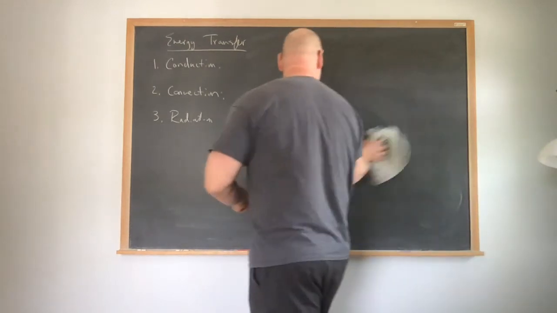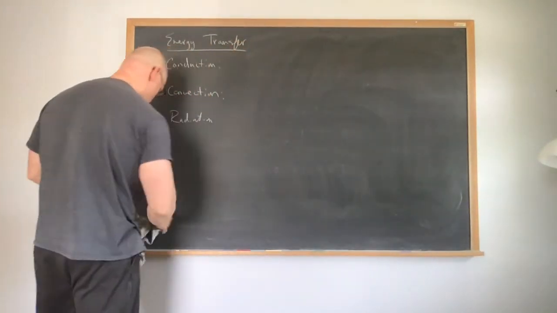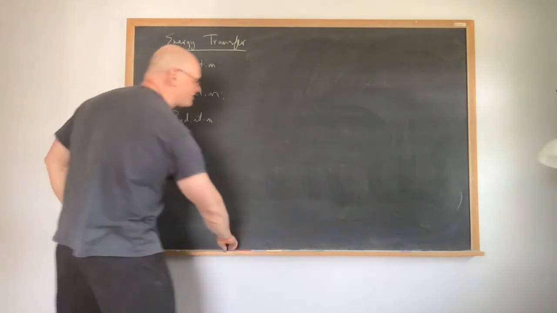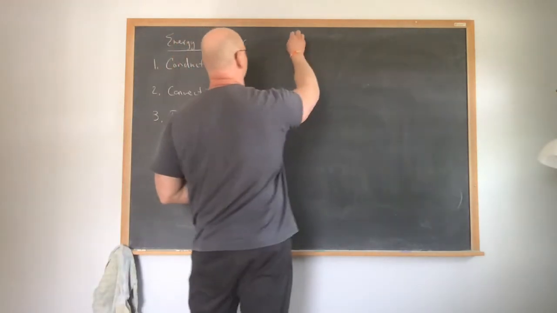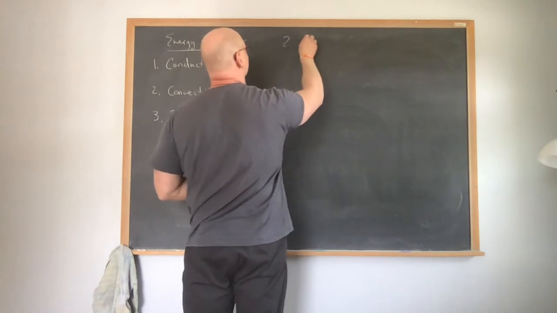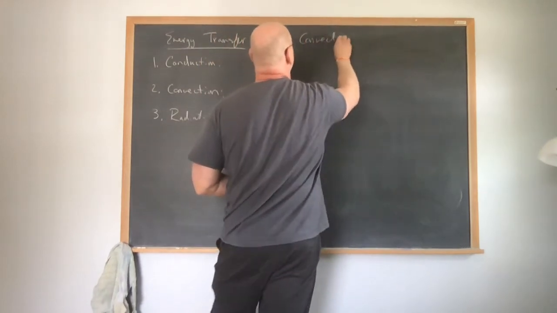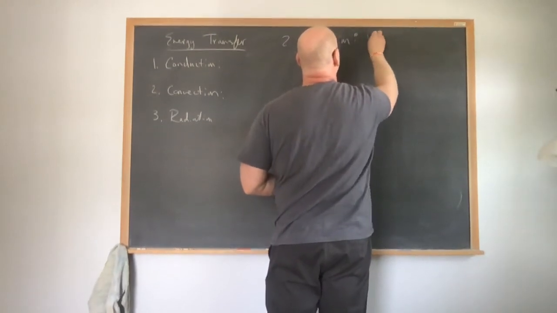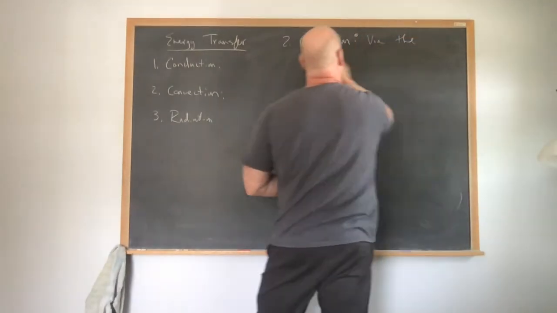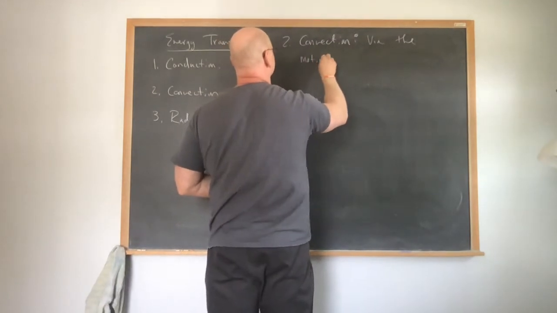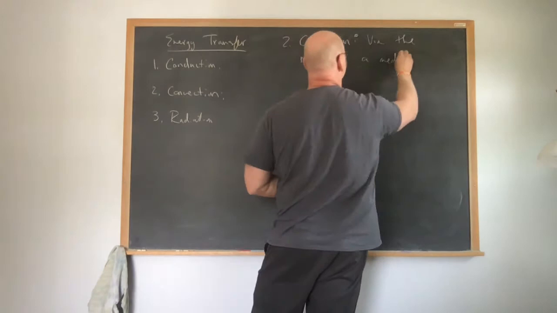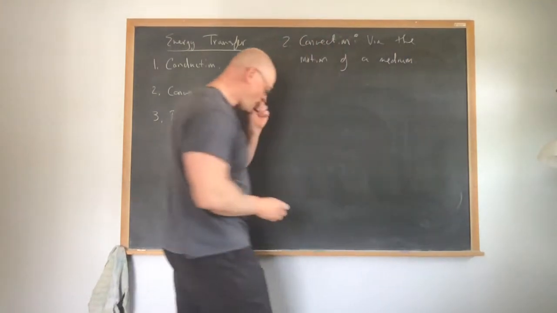So what's convection? Convection is the transfer of energy via the motion of a medium. So for number 2, convection is energy transfer via the motion of a medium. So what does that mean?